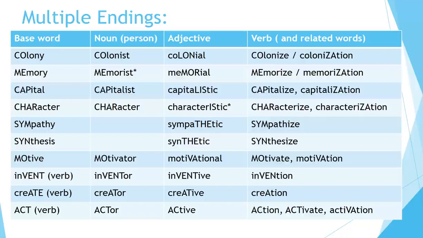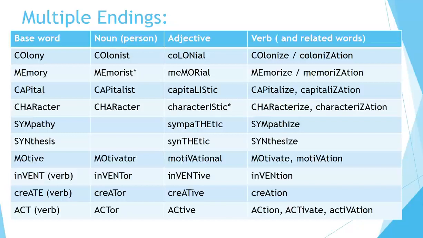I'm going to read the columns from top to bottom so you can see the patterns. The base word could be a noun or a verb. The first few are nouns, the last three are verbs. Colony, memory, capital, character, sympathy, synthesis, motive. Notice how in most of these words the first syllable is stressed. With the next three, invent, create, act. These are verbs, and the first or second syllable is stressed.